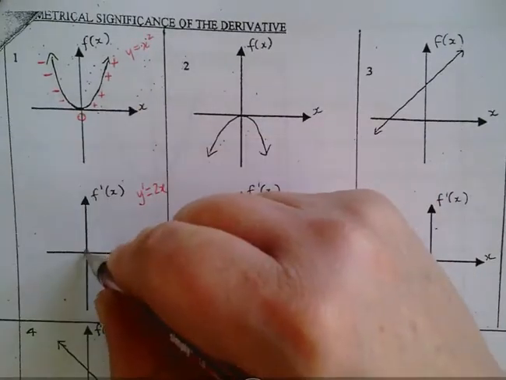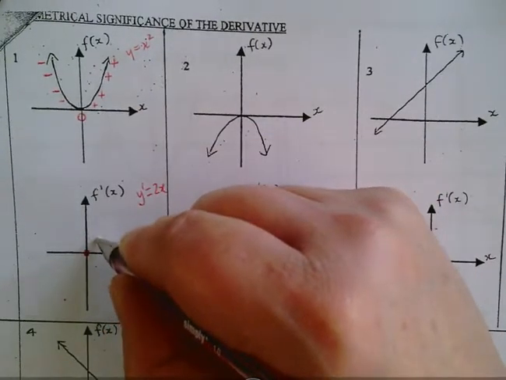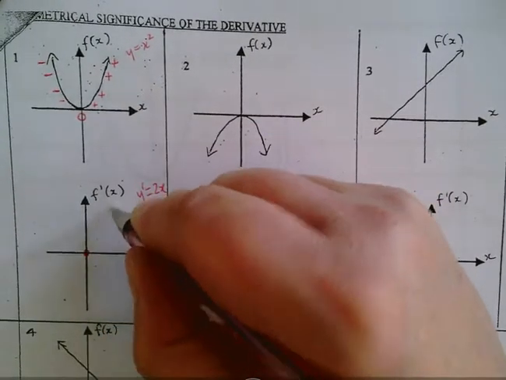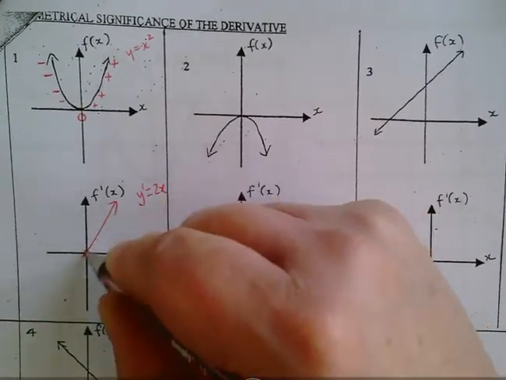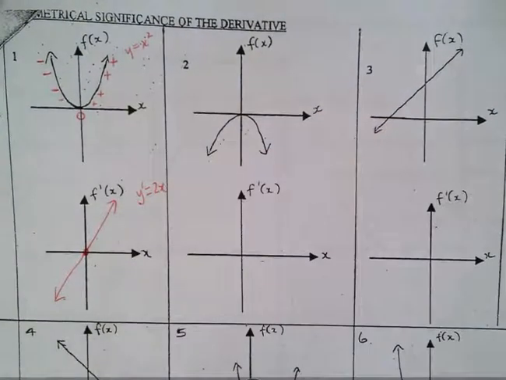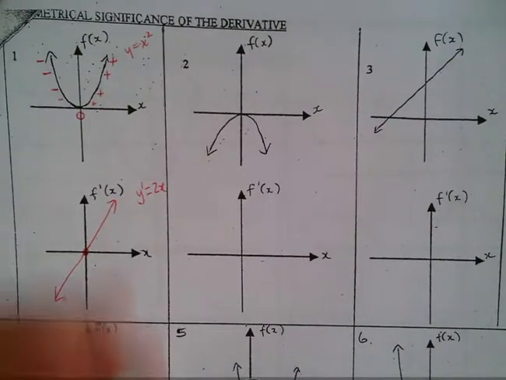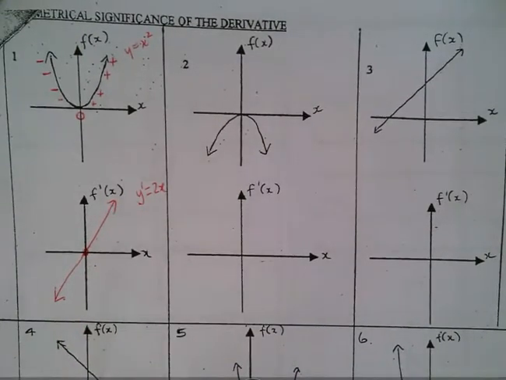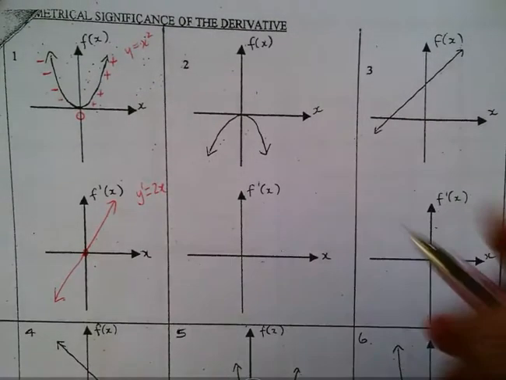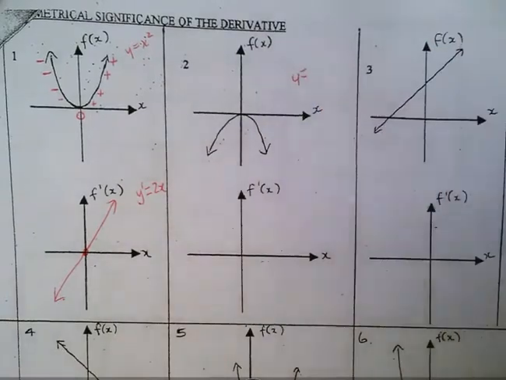Do your 0 first. Small positive values here, big positive values there. Straight line, because you know that that's an x squared type curve. This will be a straight line. When you differentiate the x squared, you get an x. That's a straight line. What about this type of curve?